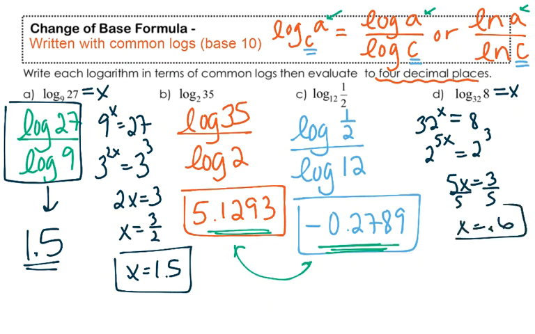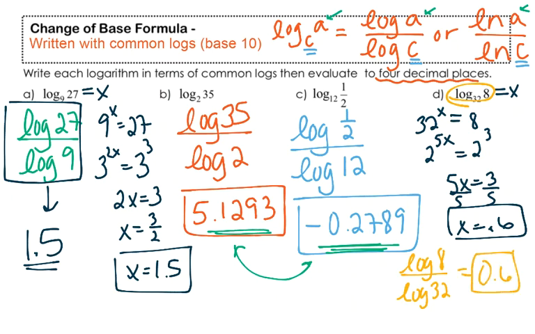Or, if you wanted to, you could just take this and rewrite it as log base 10 of 8 over log base 10 of 32. Type that into your calculator and you will get 0.6. You could also go back with any of these and you could do the natural log instead of log and you should get the exact same answer. So if you want to kind of mess around with that.